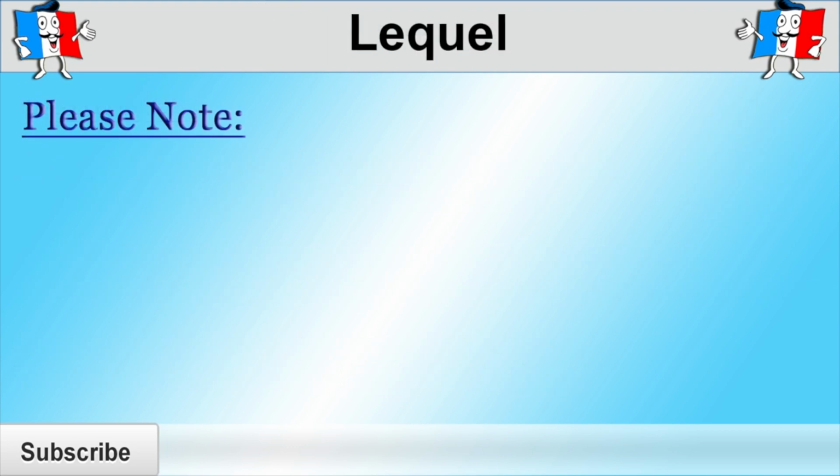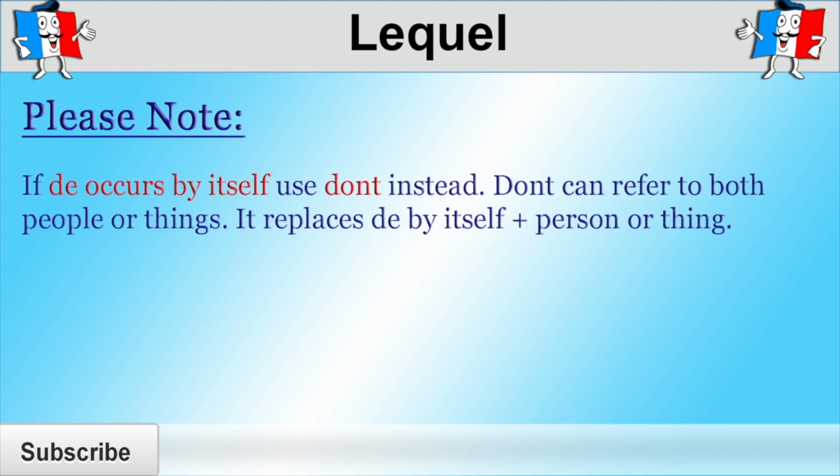So up until now, we've seen that you need to use lequel if it refers to a previously mentioned indirect object, which is a thing, and that you need to use qui instead if that indirect object is a person. Both lequel and qui occur after a preposition, but that said, if the preposition is de by itself, that is, if de is not part of a prepositional phrase, then you need to use dont instead. Dont can refer to both people or things, unlike qui and lequel. Dont replaces de by itself plus a person or a thing.